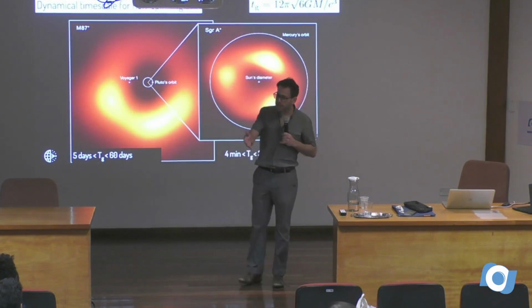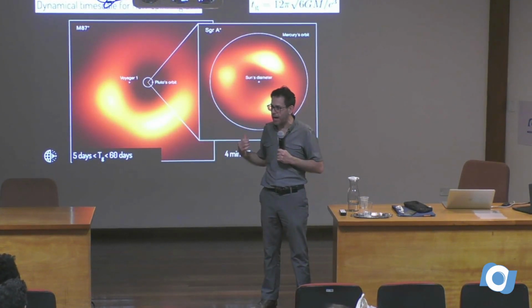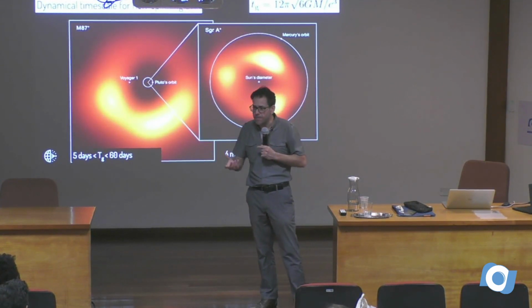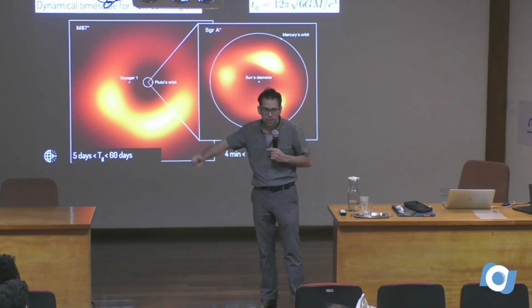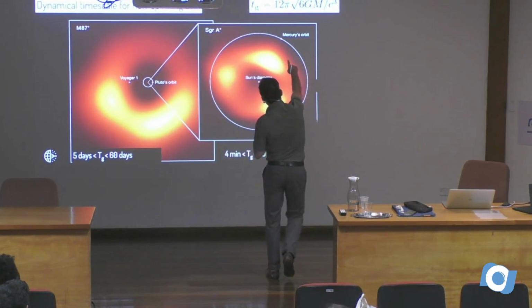I told you at the beginning, M87 is 1,500 times more massive than SAGE-STAR, which means SAGE-STAR is 1,500 times smaller. What does it mean? It means that a particle or a photon goes 1,500 times faster. How fast? Well, we can ask general relativity.